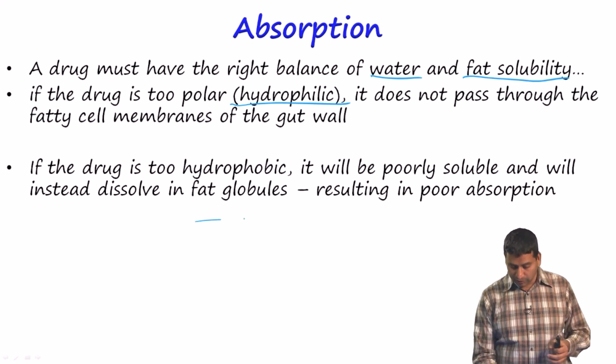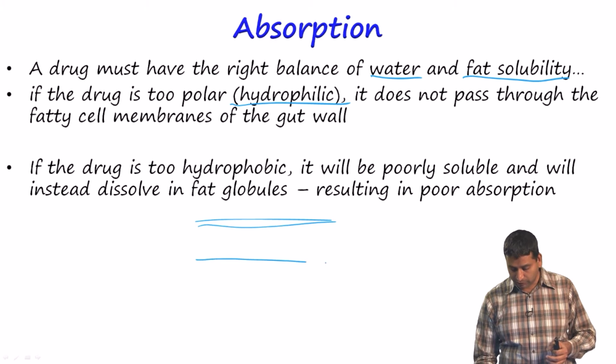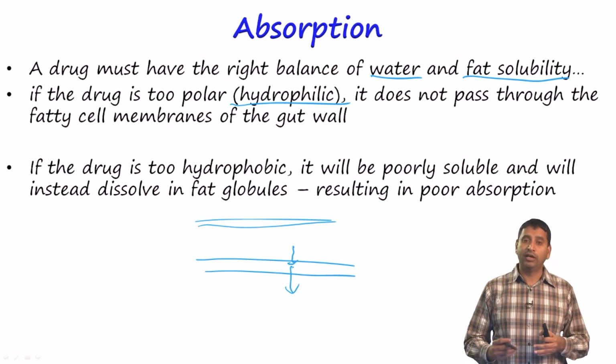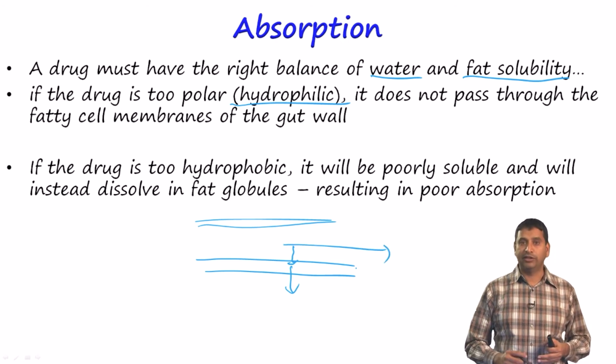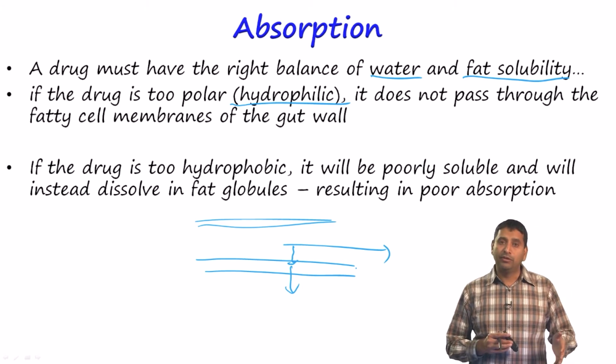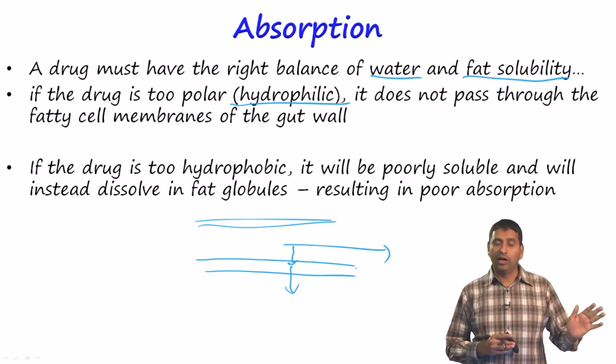So, keep in mind, it has to cross this gut wall that we are describing. So, it has to get into this membrane, spend some time here and then cross. So, if it is unable to get into the membrane, then it is going to be excreted.